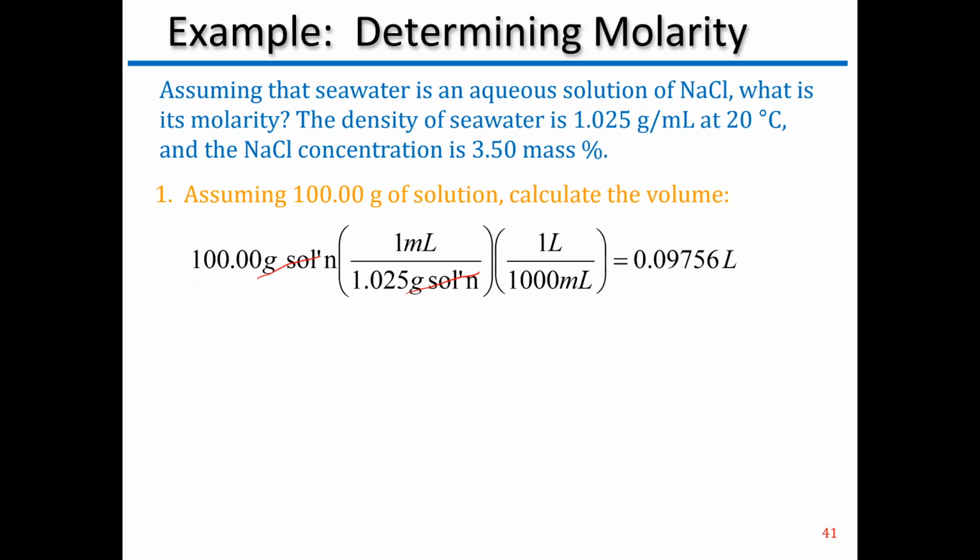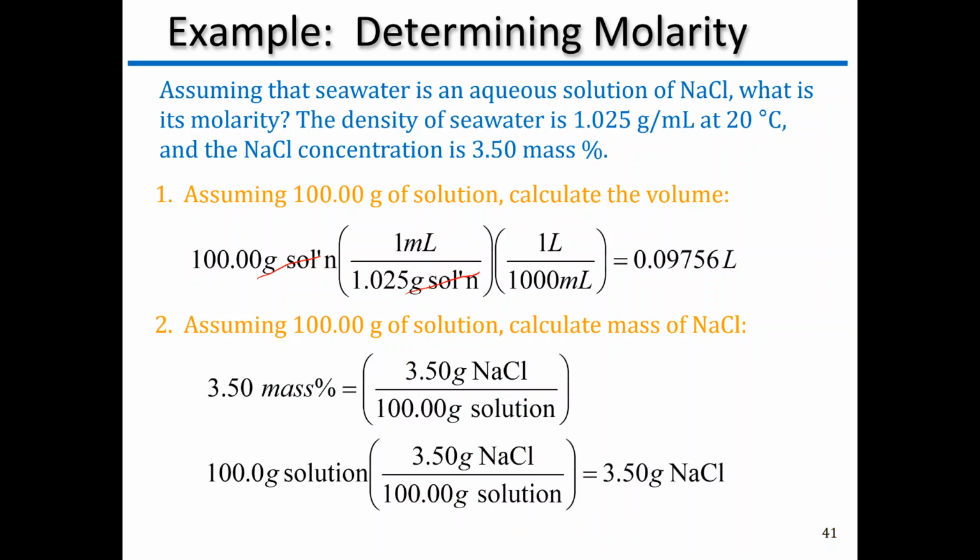Okay, so what else do we need? We need moles, right? For molarity, we need moles per liter. So now we have a mass percent, we have a volume, and we also have a mass of solution. So what can we do now? Again, assuming that same 100 gram sample, we can calculate the mass of sodium chloride. We just take 3.5, and we know that there's 3.5 grams of sodium chloride for every 100 grams of solution. So if we multiply these numbers, for 100 grams of solution, we know there's 3.5 grams for every 100 grams. In other words, we have 3.5 grams of sodium chloride.